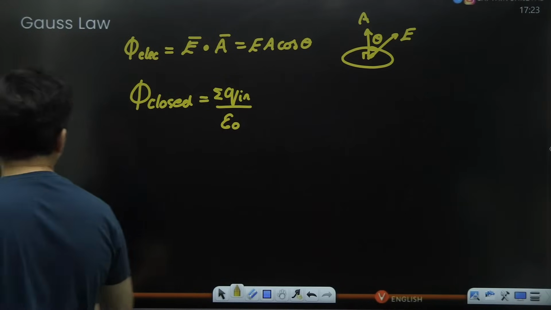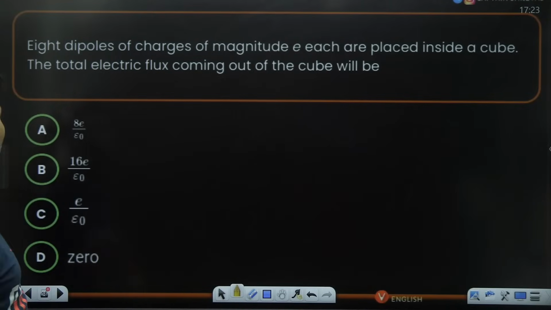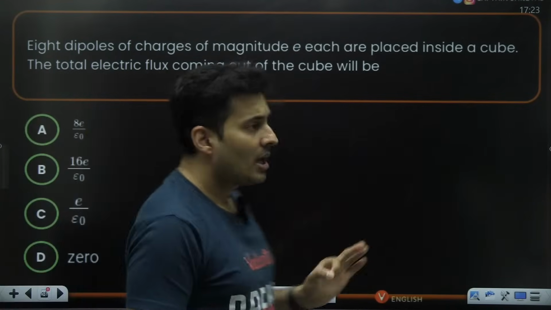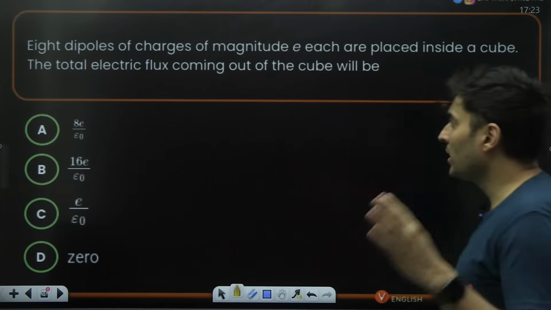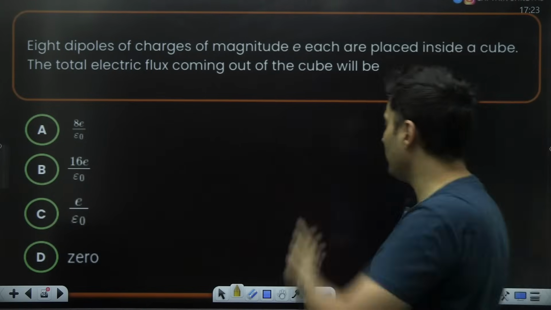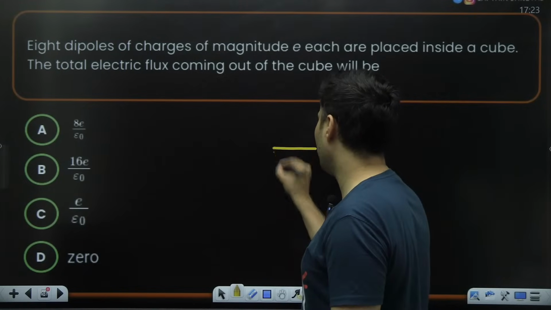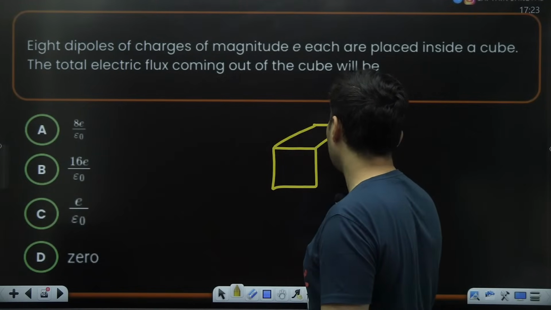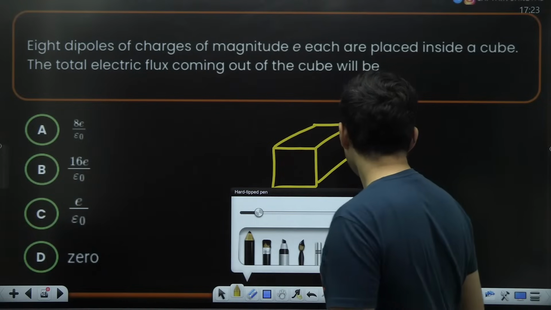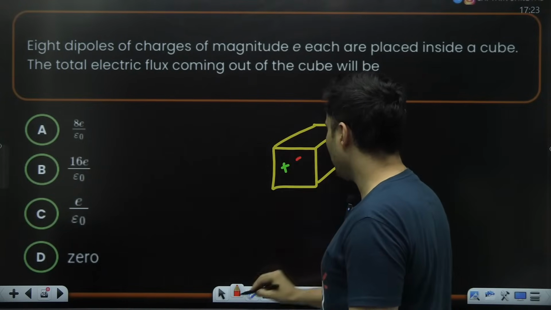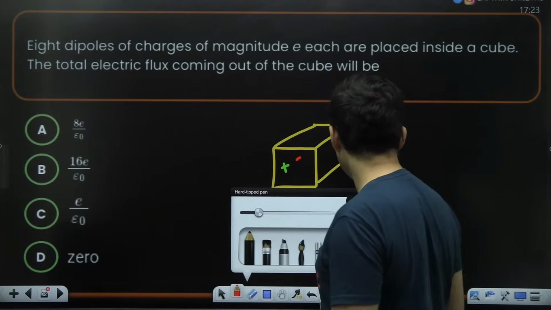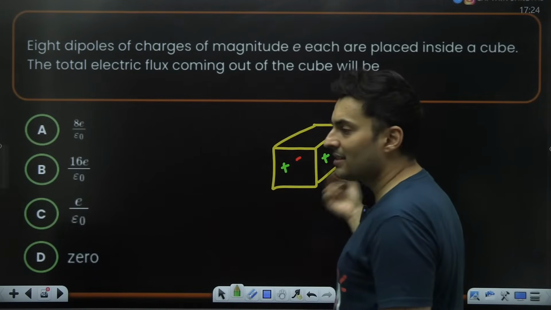All right. So let's do some questions. 8 dipoles of equal magnitude are placed inside a cube. The total flux through the cube will be how much? What is the total flux through the particular cube? Come on, guys. This is very simple. Now, if there are 8 dipoles, that means one positive, negative, positive, negative. Like that, there are 8 such charges.